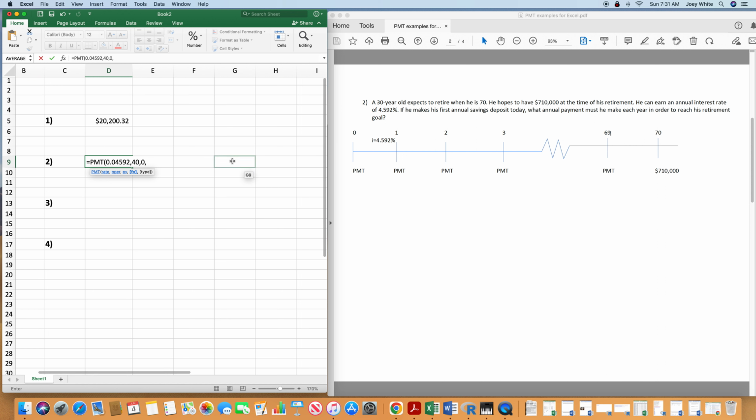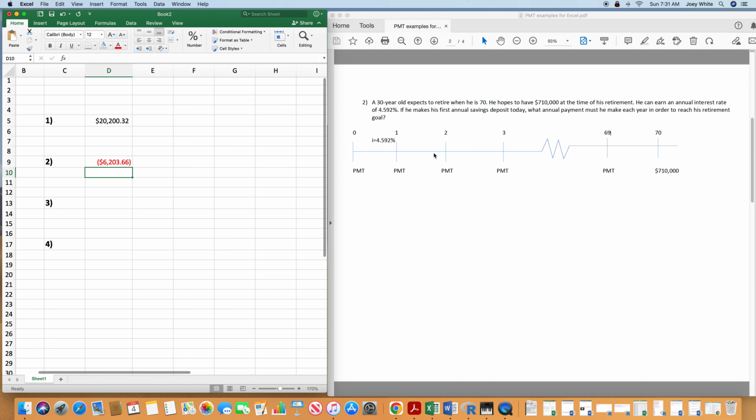And so that's going to be just 710,000 and comma. And because this is an annuity due, we need to put a 1 and then press enter. And so basically, in order to reach this goal, he's going to have to deposit $6,203.66. And of course, that's negative because he's going to be paying that into the savings account. So it's kind of an outflow from him into wherever the savings account is.